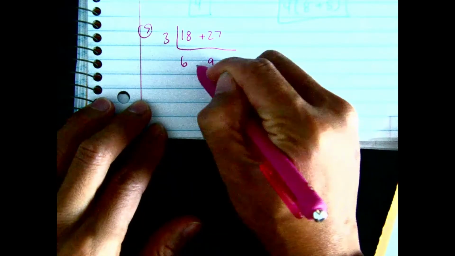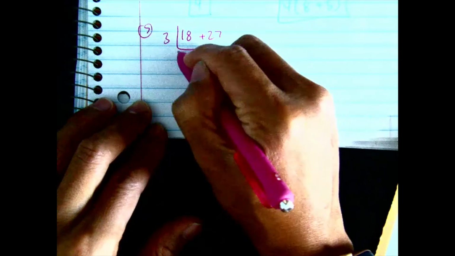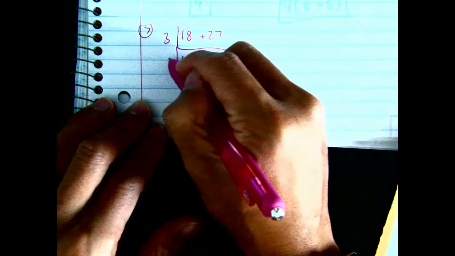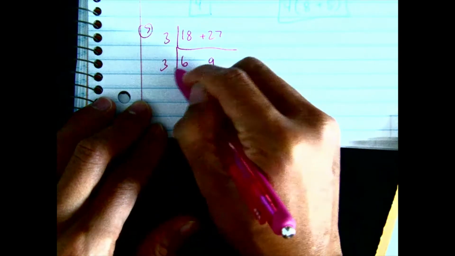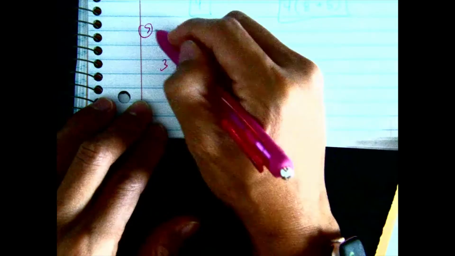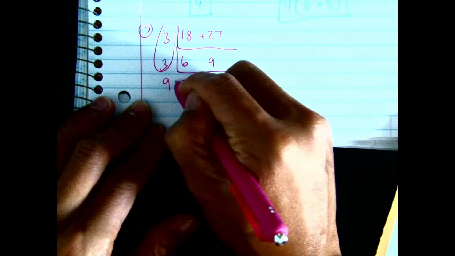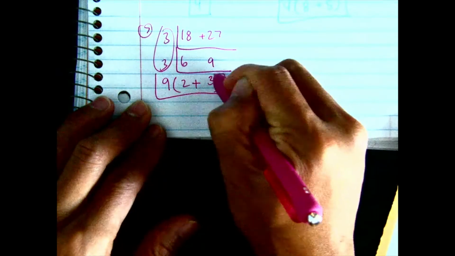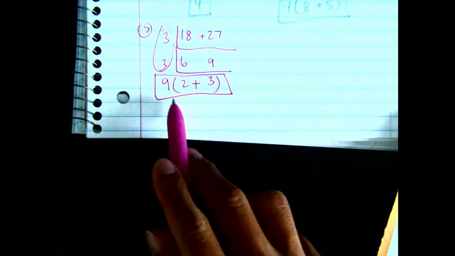Is there anything I could pull out of 6 and 9? Yes, they're both divisible by 3. So divide this by 3. 6 divided by 3 is 2. 9 divided by 3 is 3. And that's it. I multiply these two guys. 3 times 3 is 9. Put parentheses around these two guys. 9 parentheses 2 plus 3, or 9 times 2 plus 3.